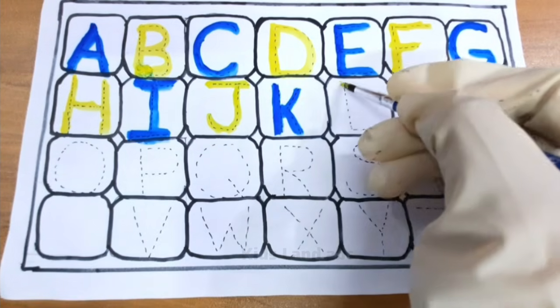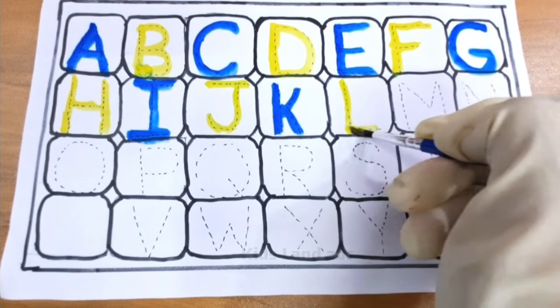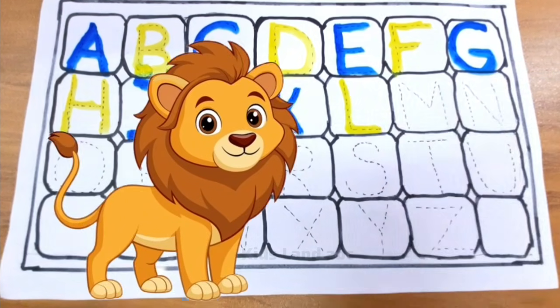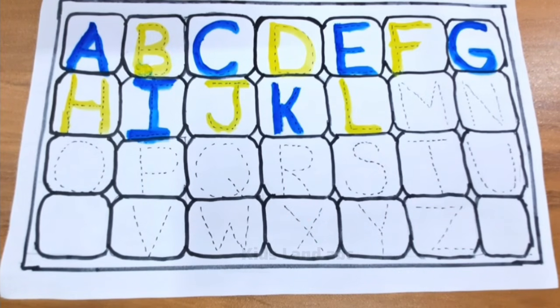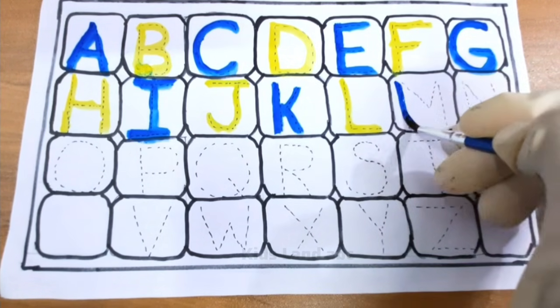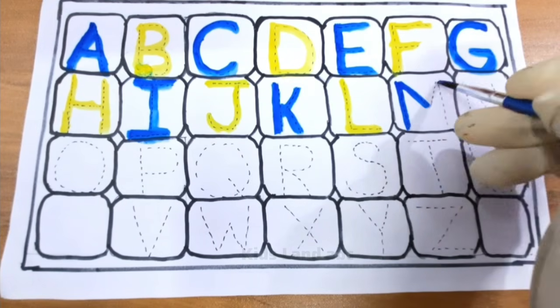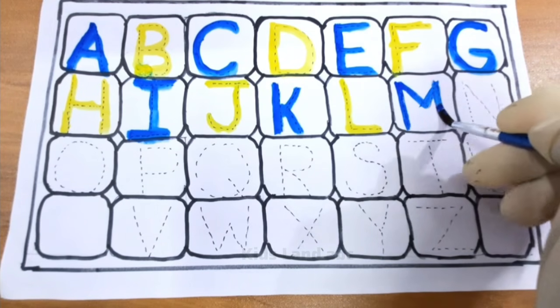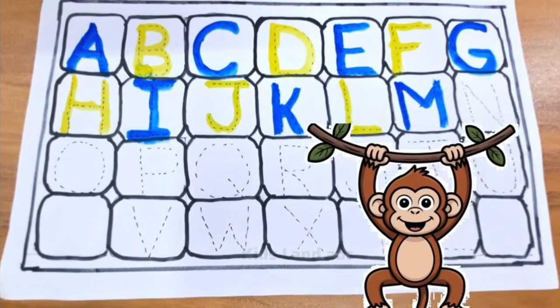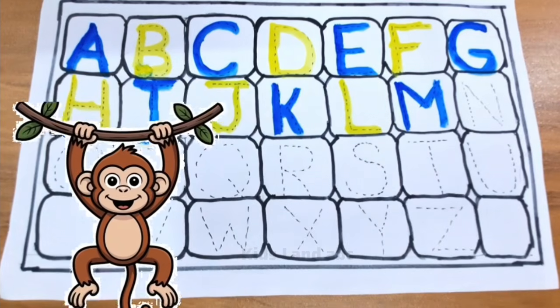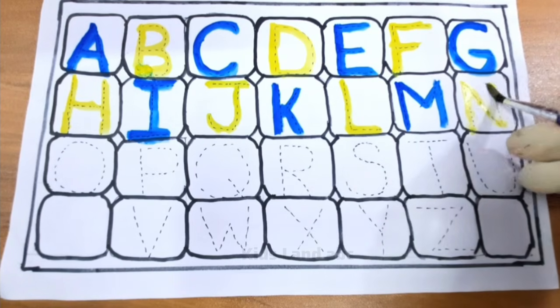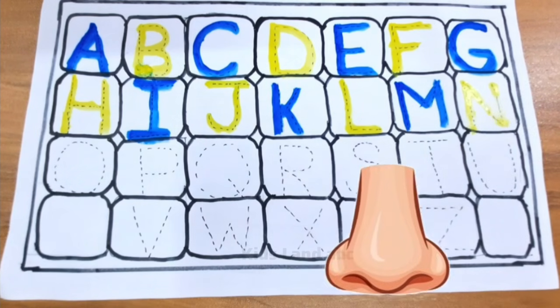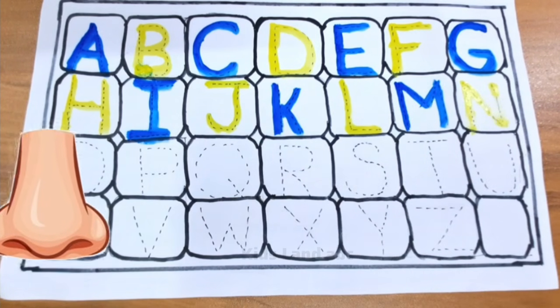Letter L. L for lion. Lion. Letter M. M for monkey. Monkey. Letter N. N for nose. Nose.